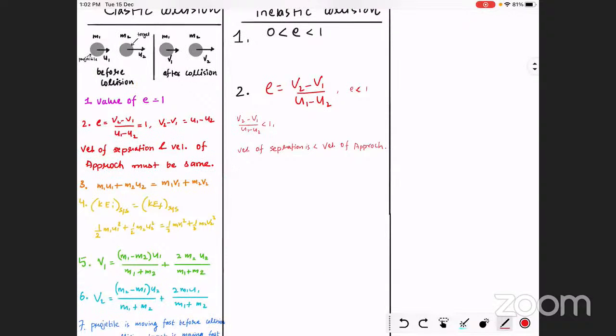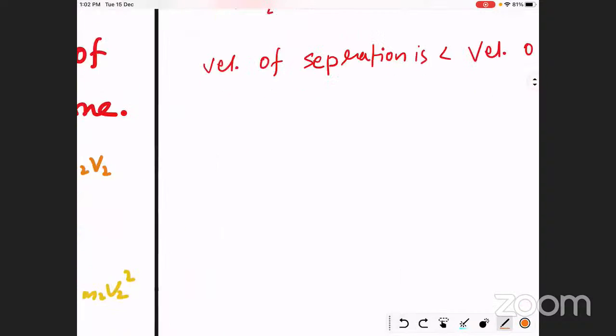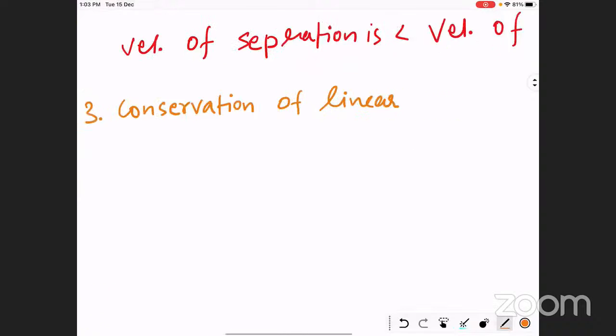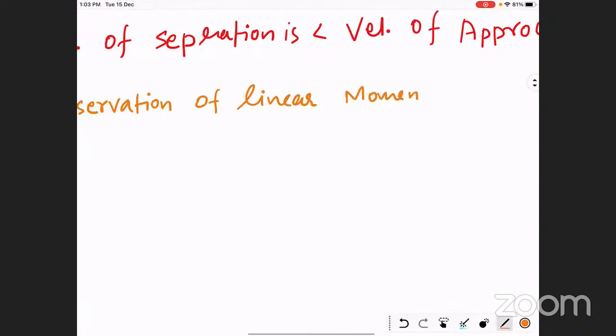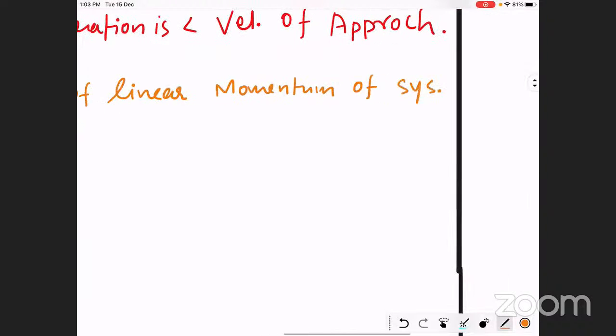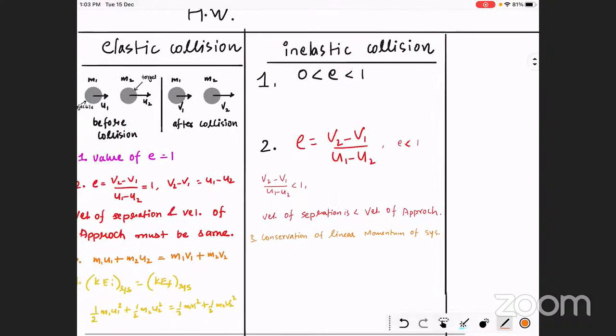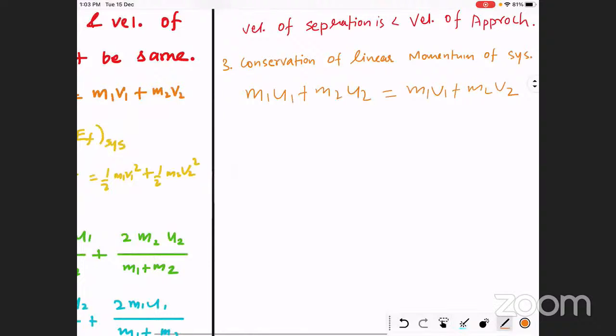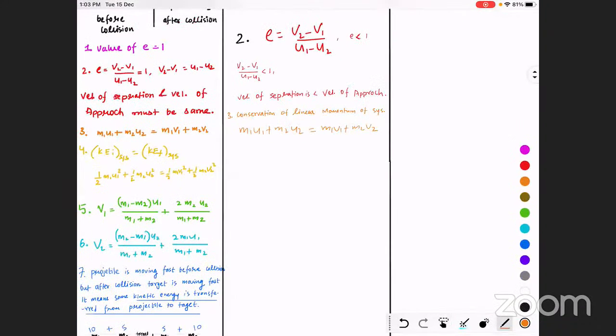Point number 3, conservation of linear momentum of system. Momentum of system is applicable here also. So m1 u1 plus m2 u2 is equal to m1 v1 plus m2 v2 we can apply here. Okay. And now the point number 4 is not valid.